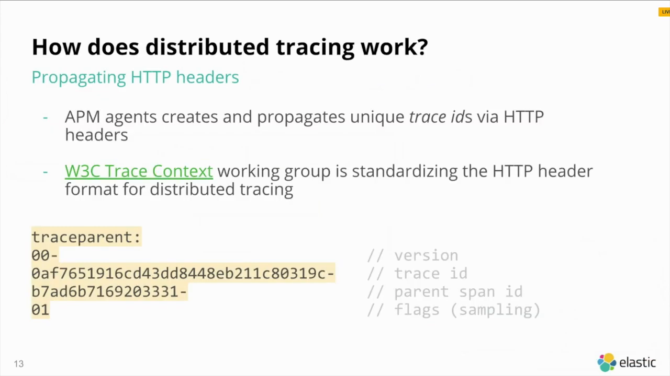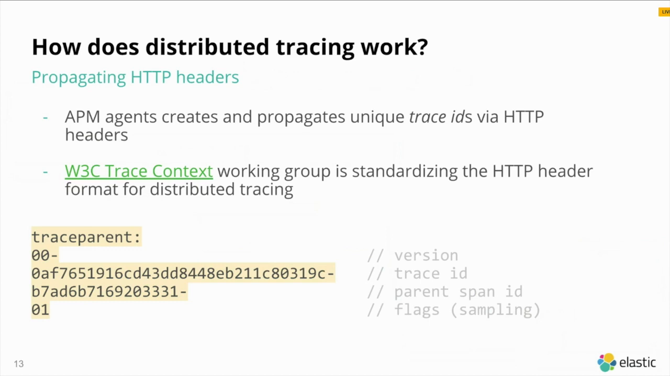One slide on how this actually works. Our agents create a trace ID and propagate that trace ID in the HTTP header. So as one service makes an external request to another service, it forwards the trace ID to that service so that we can later link together these requests in the UI.